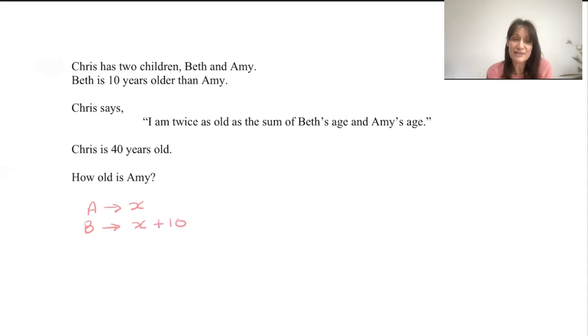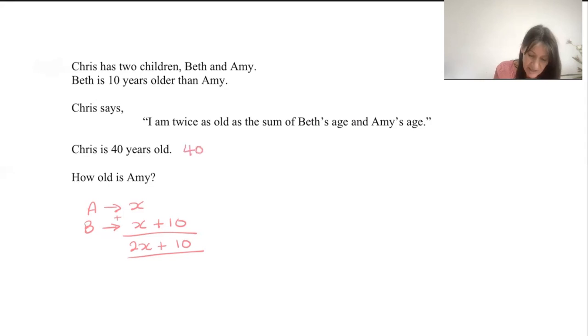That would be hers. Chris says, I'm twice as old as the sum of Beth and Amy. So the sum of Beth and Amy is these two added together. So if I add these together, I've got 2x plus 10. That's the sum of their ages. Chris is 40, but Chris is twice as old as them. So it might make sense at this stage to go, well, I don't want twice the age, so I'll divide it by 2, which will give me 20.